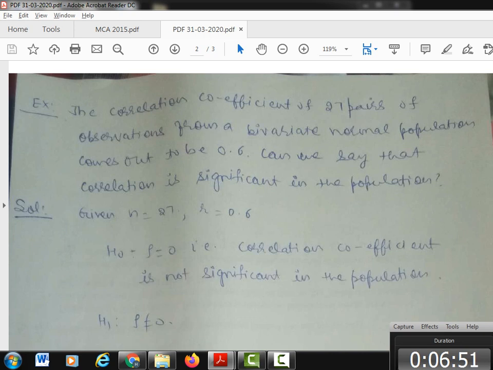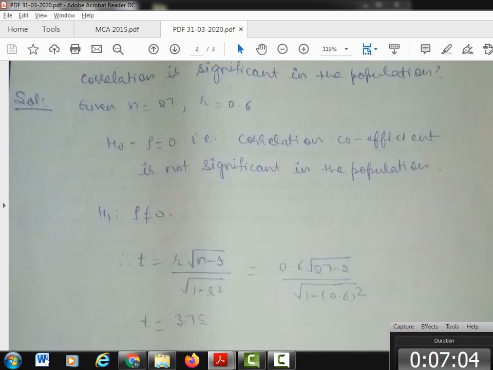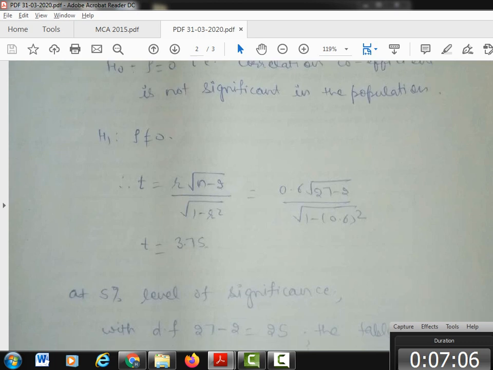The second step is to set up the alternative hypothesis. As you know, it is the opposite or complement of the null hypothesis, so H1 is rho is not equal to 0. Now I will use the t statistic, the formula that I discussed recently: t is equal to r times the square root of n minus 2, over the square root of 1 minus r squared. I will put the values of n as 27 and r as 0.6, as given in our question.